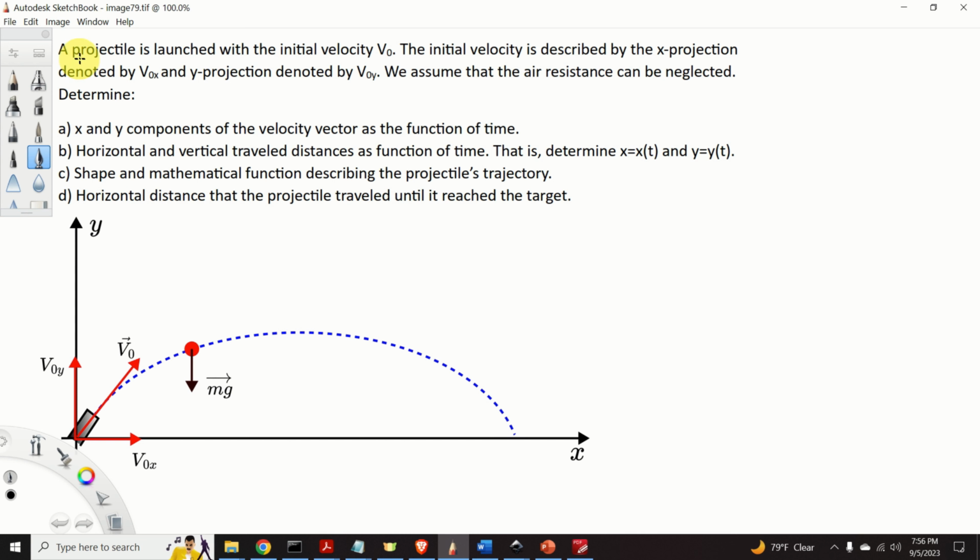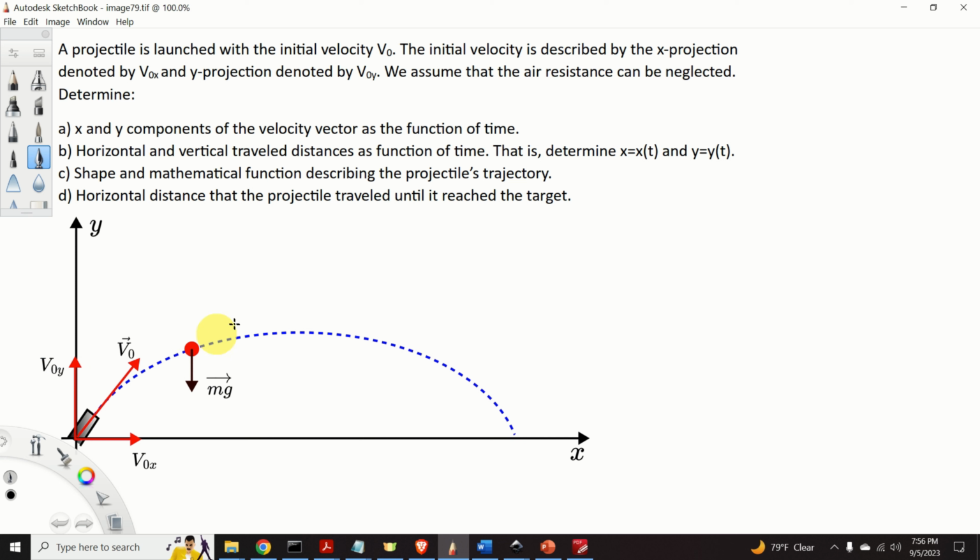Here is the problem formulation. A projectile is launched with the initial velocity v0. Here is the initial velocity and here is the projectile. The initial velocity is described by the x projection, denoted by v0x, and the y projection, denoted by v0y. We assume that the air resistance can be neglected.